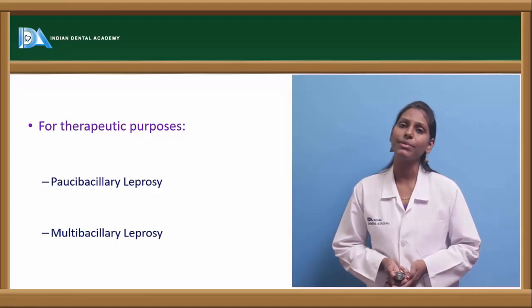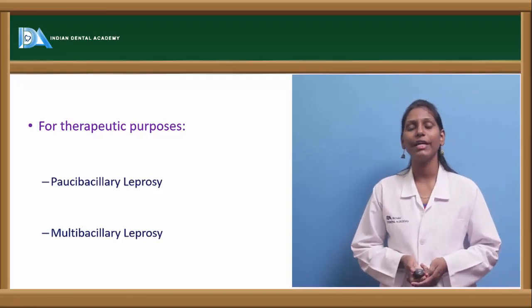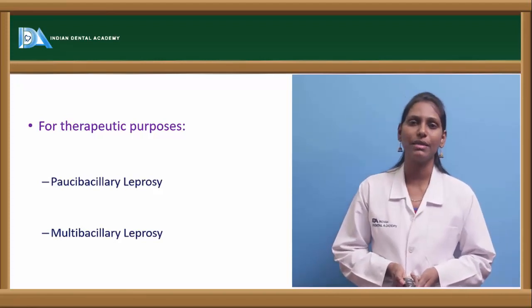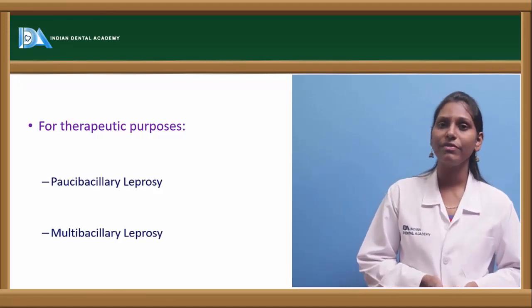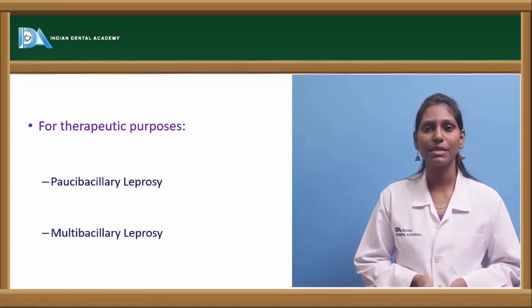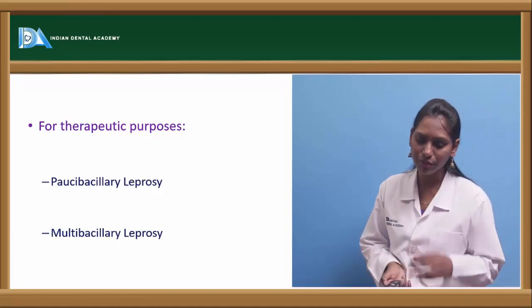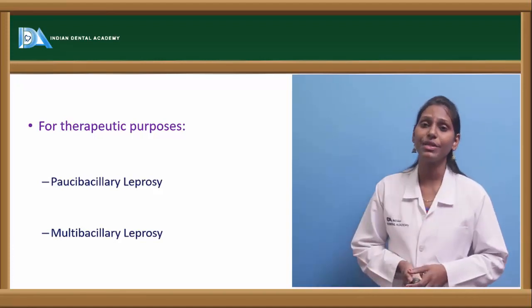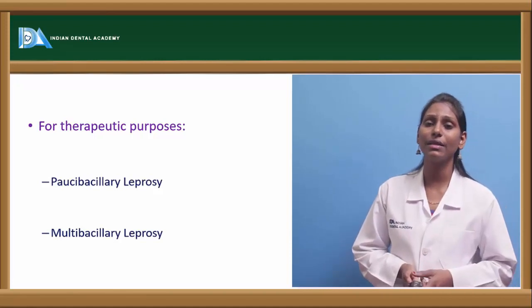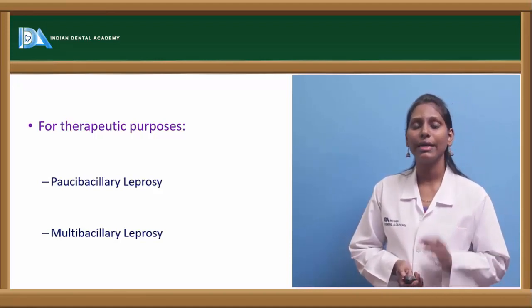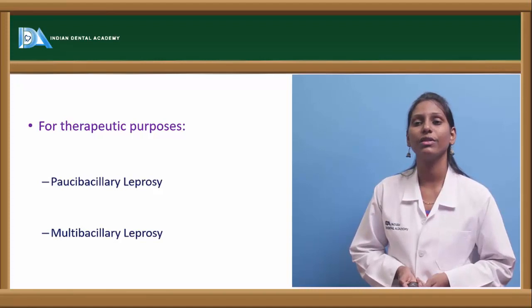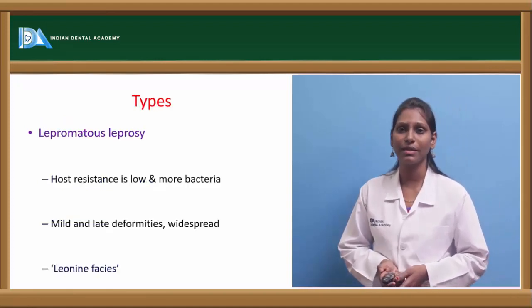And for therapeutic purposes, leprosy is classified into paucibacillary and multibacillary. Paucibacillary, as the name itself indicates, has a smaller number of organisms in it. However, paucibacillary has a particular feature where it is usually negative for smears at some regions, whereas in multibacillary, it is always positive at any one particular site. It is positive for the smears in case of multibacillary leprosy.